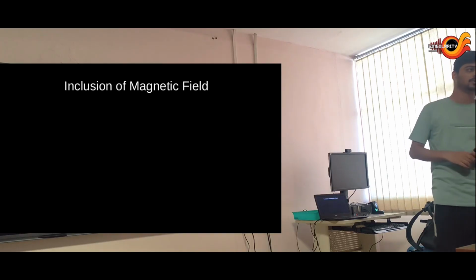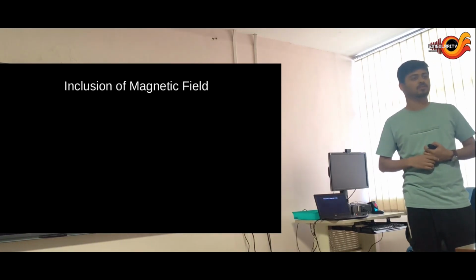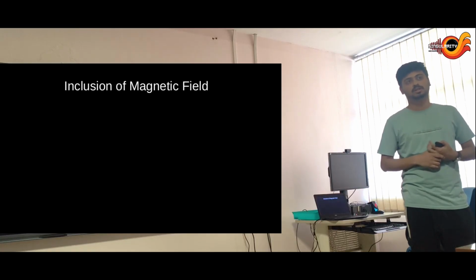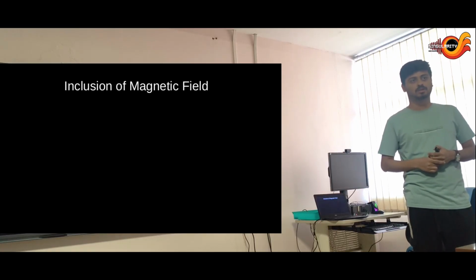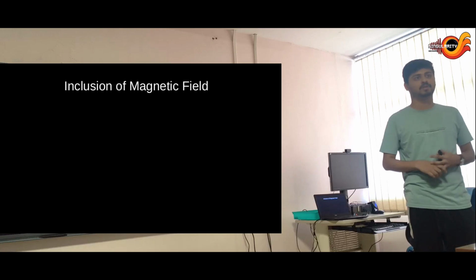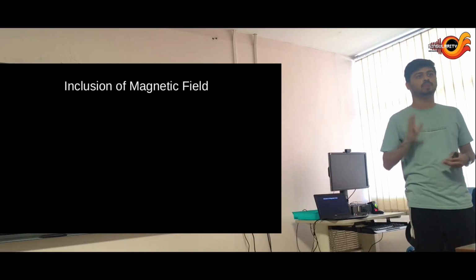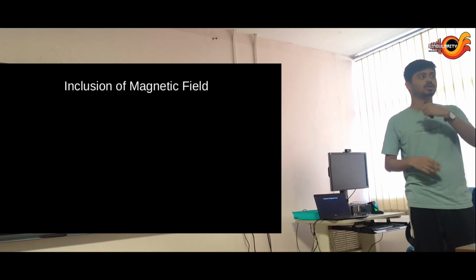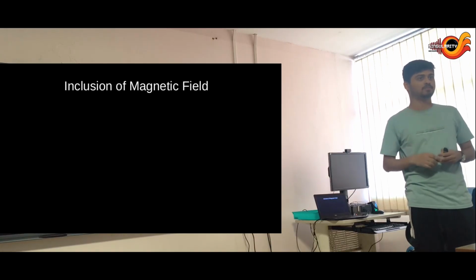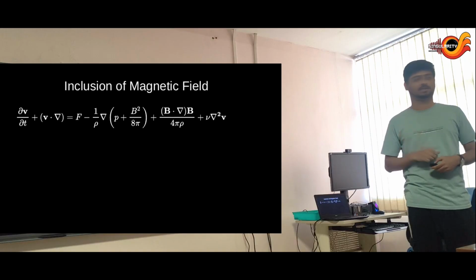Now, like I told you, neutron stars, white dwarfs, and even black holes can sustain a magnetic field. So you cannot really do normal fluid dynamics, because fluid dynamics does not involve a magnetic field. So you include the magnetic field in it. When I say magnetic field inclusion, that means you want to include the Lorentz force in it. Now, when I showed you the Navier-Stokes equation, there was an F term. You put the Lorentz force there. When you do that, you get this equation.